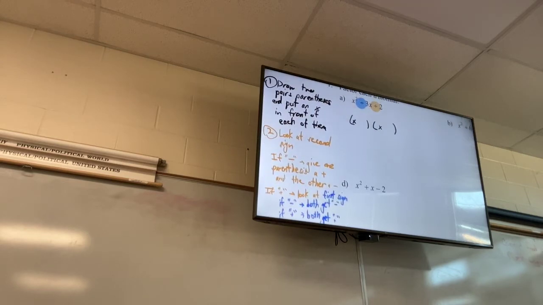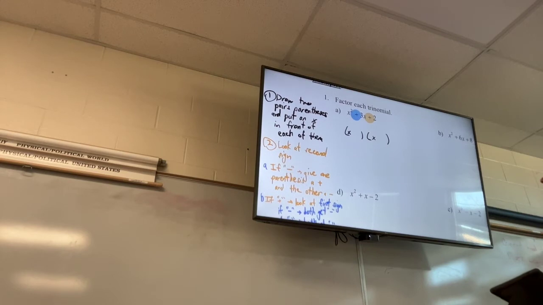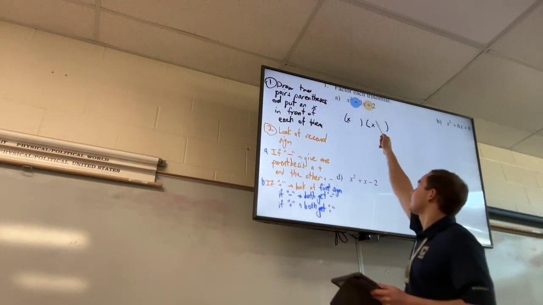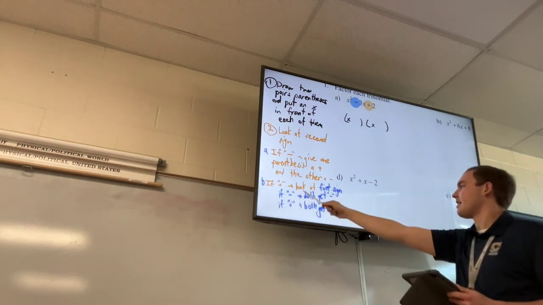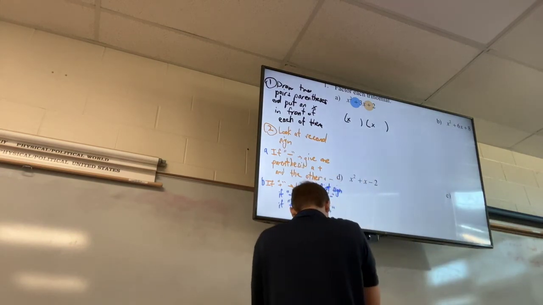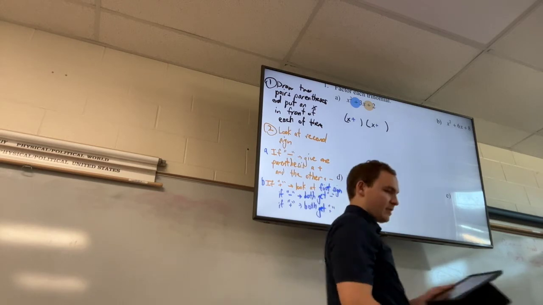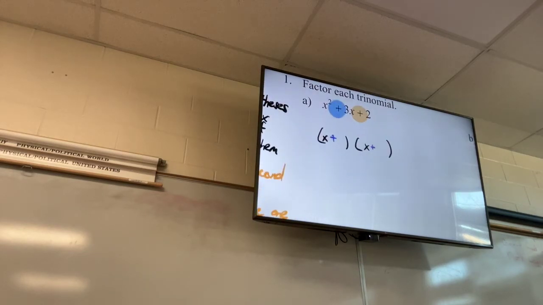So here, looking at that orange sign, the second one, is that a positive or a negative? Positive, right? So I've got to come down to B here. Since this orange one is positive, I have to look at the blue one. Is the blue one positive or negative? It's positive, right? And this says if plus, both get pluses. So I'm going to put a plus here and a plus there.